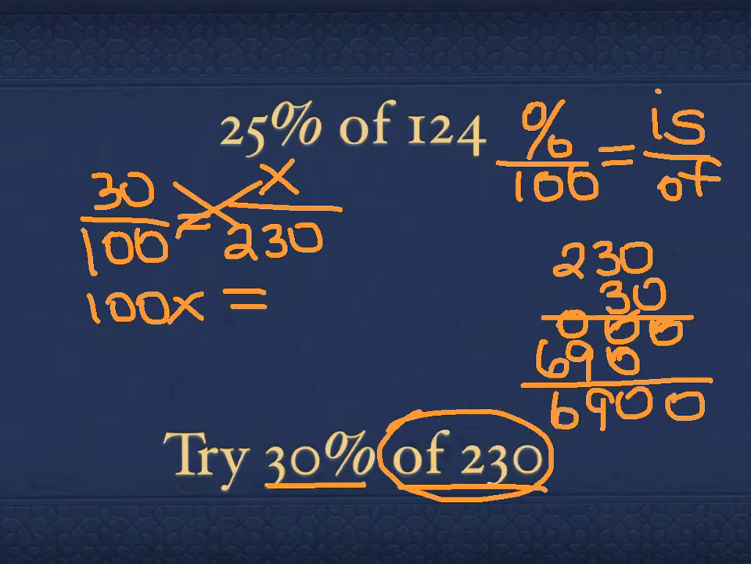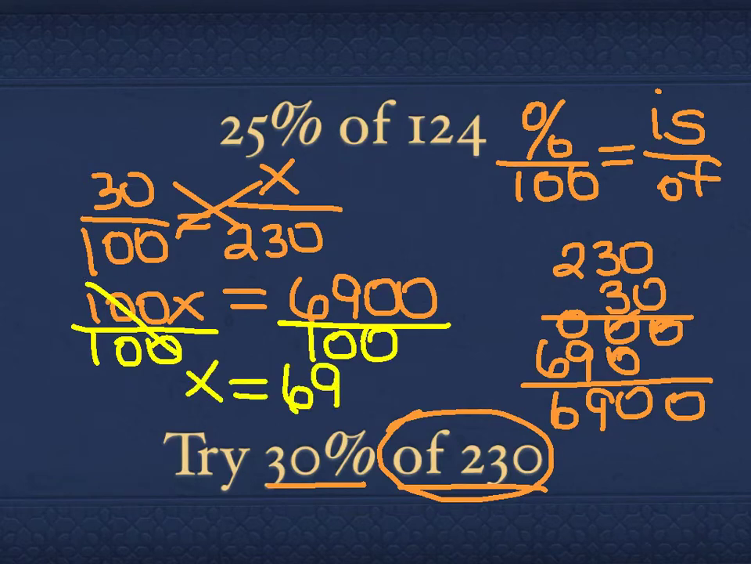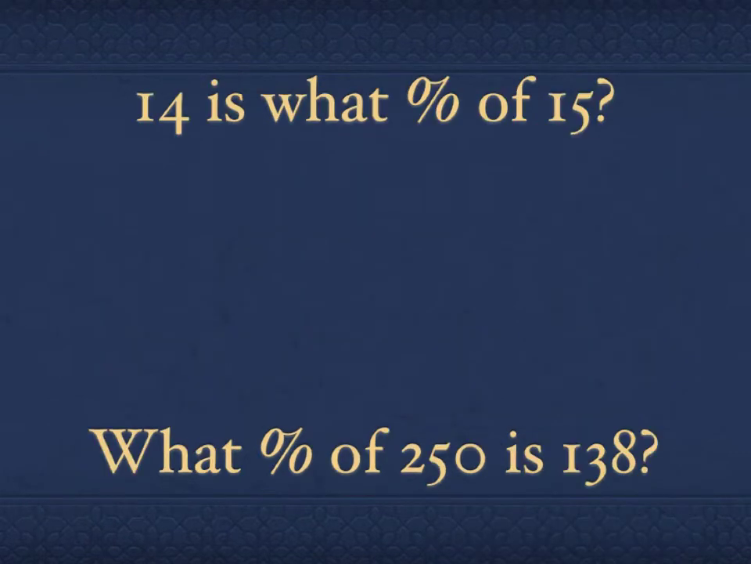I know that 100x is equal to 6,900. I'm going to use my inverse operations to solve for x. X is going to equal 69. Check your notes on your paper. If you got this problem correct, you may move on. If not, go back and fix your notes so that it is done correctly. Let's move on to some different problems.